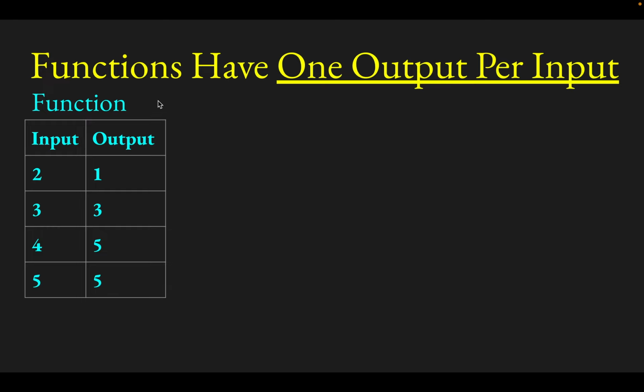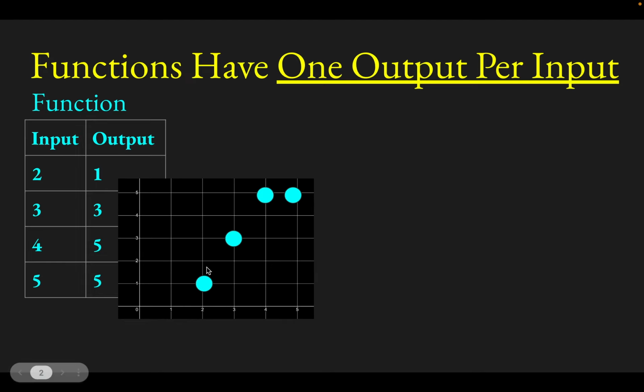Well, if you plot these inputs and outputs, so here are these 4 points using the inputs as the x-coordinate and the outputs as the y-coordinate. You see that for every input, you give it an input of 2, bang, you get that output of 1. Give it a 3, get a 3, give it a 4, get a 5, give it a 5, you happen to get the same output, but that's all right. That's a function. You have one output for every input.